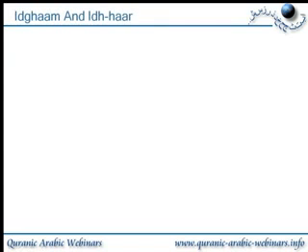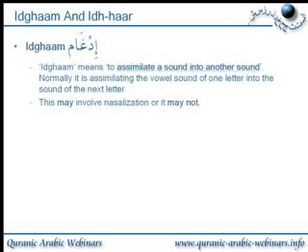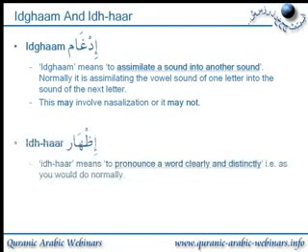So the first 2 terms then are going to be idgham and izhar. Idgham means to assimilate a sound into another sound. Normally it is assimilating the vowel sound of one letter into the sound of the next letter. This may involve nasalization or it may not. That's just an introduction to the term itself, and we're going to go through all of these with examples to explain this. Izhar means to pronounce a word clearly and distinctly as you would normally do.